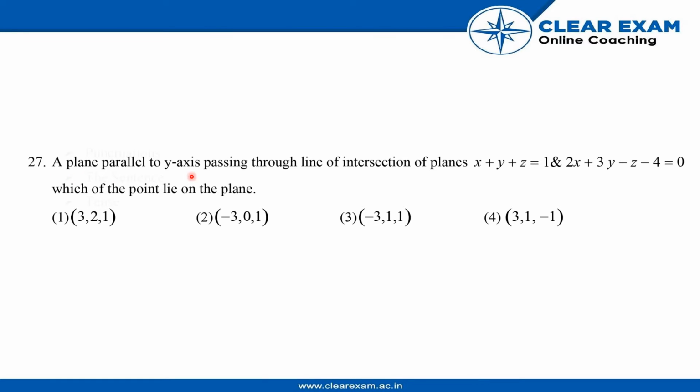A plane parallel to the y-axis passes through the line of intersection of the planes x + y + z = 1 and 2x + 3y - z - 4 = 0. Which of the points lie on the plane? (3, 2, 1), (-3, 0, 1), (-3, 1, 1), or (3, 1, -1).